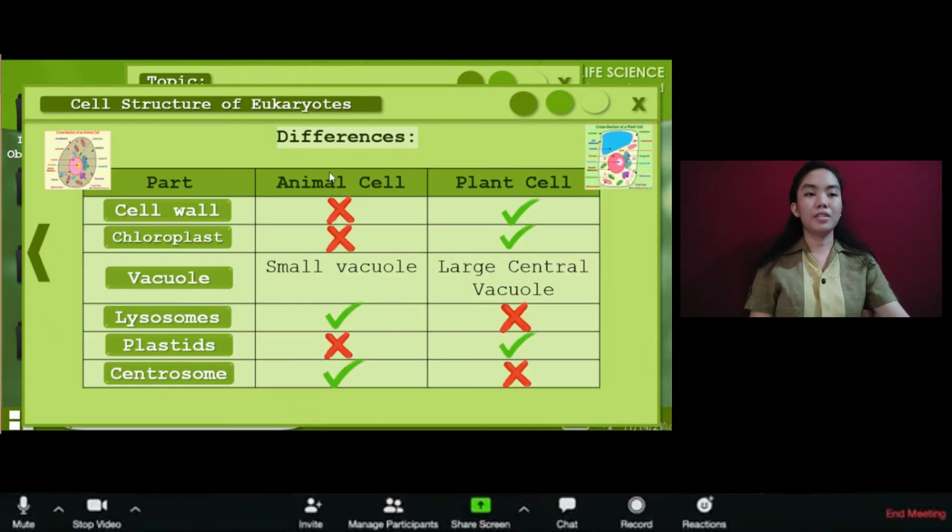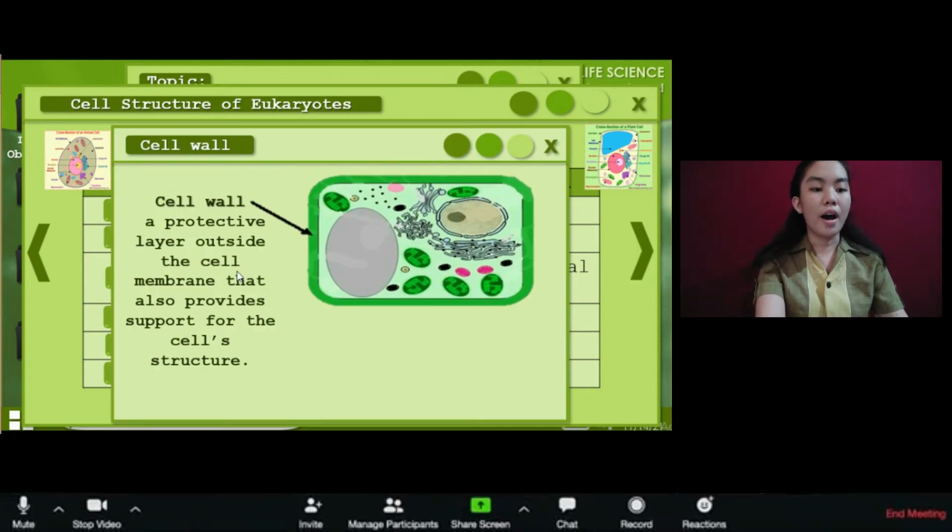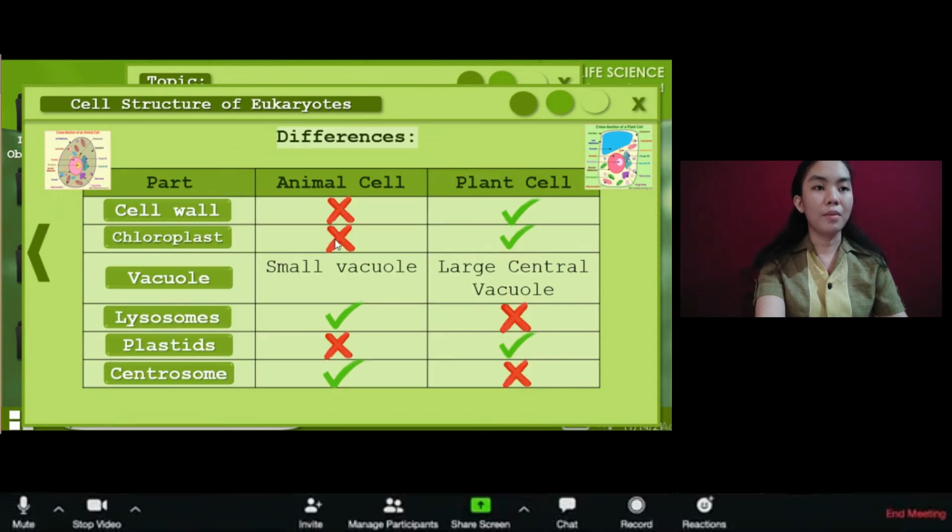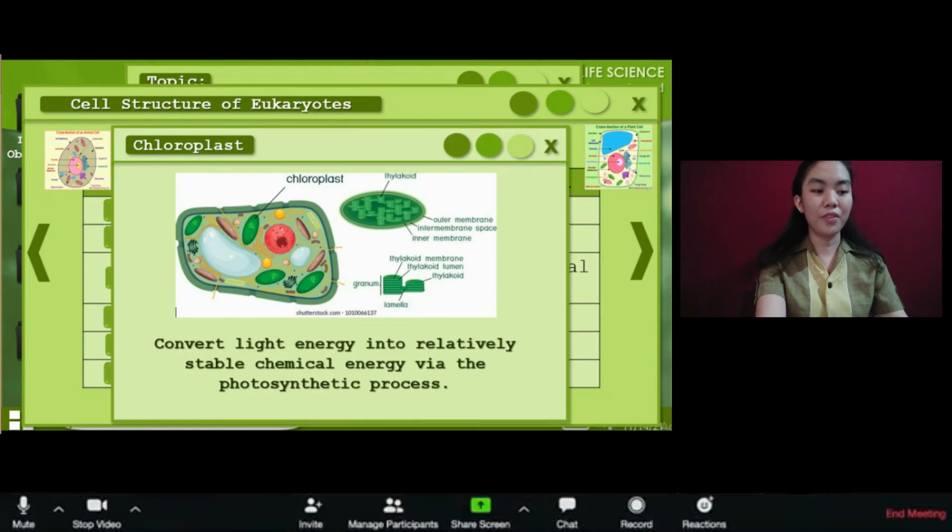So, for the differences naman class, so sa animal cell class, wala silang cell wall. Ang plant cell class, meron. So, cell wall provides structure and protection for the cells. Next is sa animal class, wala silang chloroplast while the plant cell class meron. In chloroplast, it is the location of the photosynthesis which allows the plant to convert sunlight into sugar.